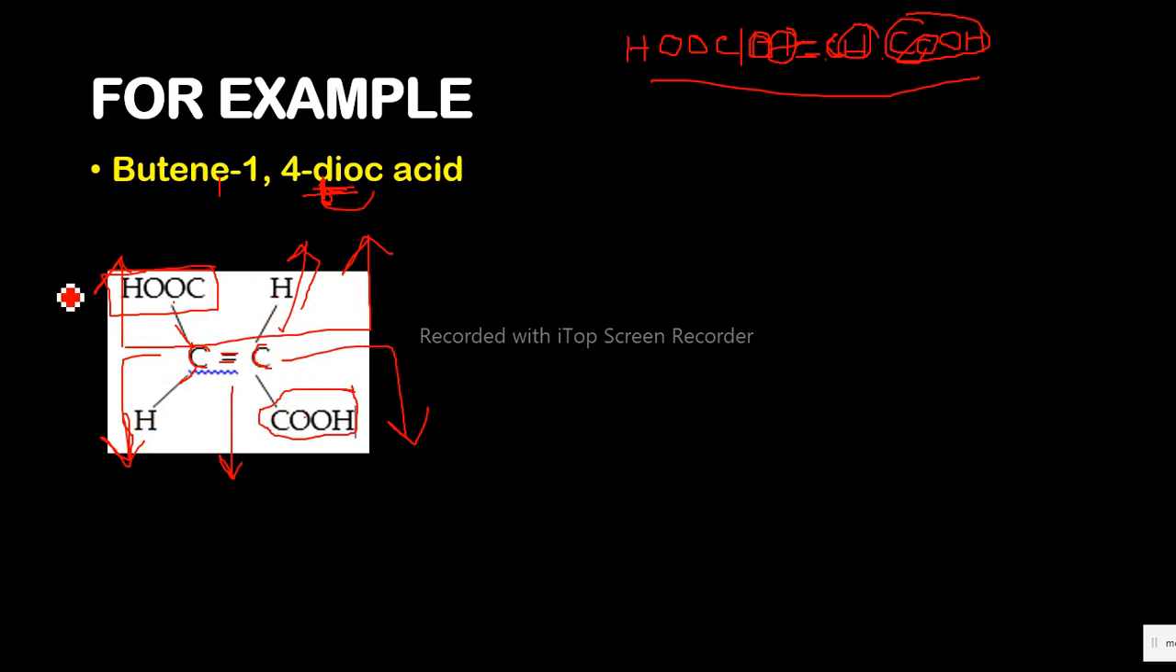And so when you want to name this, you add the word trans here, then with a hyphen, and it becomes trans-butene. So it becomes trans-butene-1,4-dioic acid.